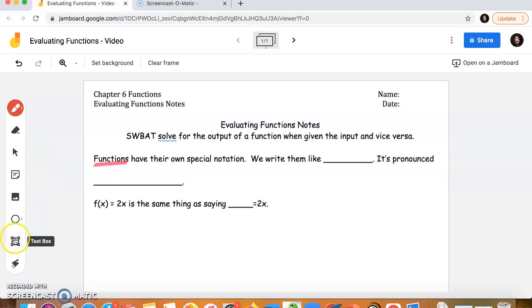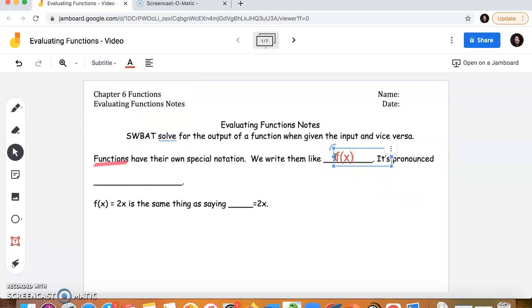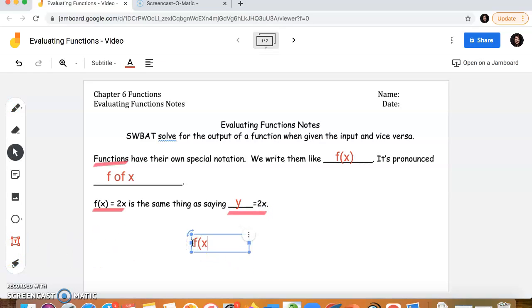And there's also a special notation. Notation is just the way we write things, but there's a special notation for functions, and we write it like this. And it's pronounced f of x. So we write f with a parenthesis x, and it's pronounced f of x. And it's the same thing as writing y. So here, if you look, you see we have f of x equals 2x. That's the same thing as writing y equals 2x. F of x is just a fancy way of saying y.